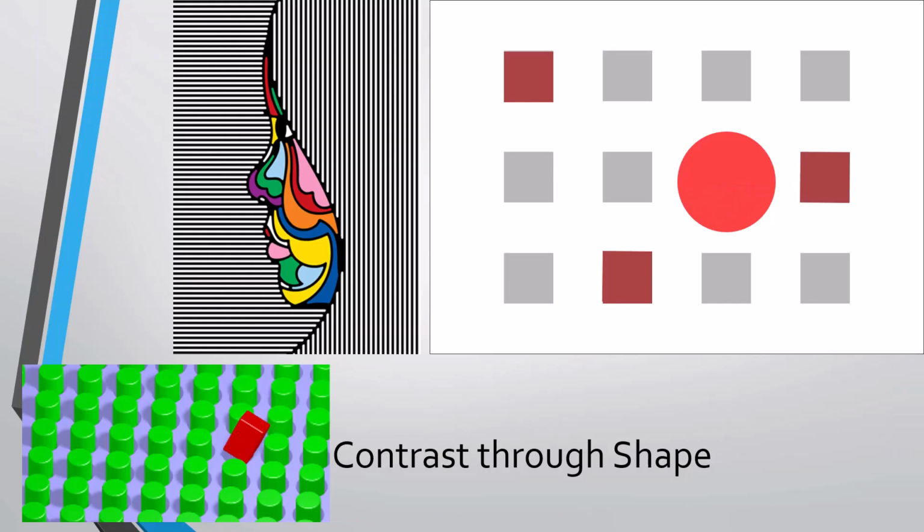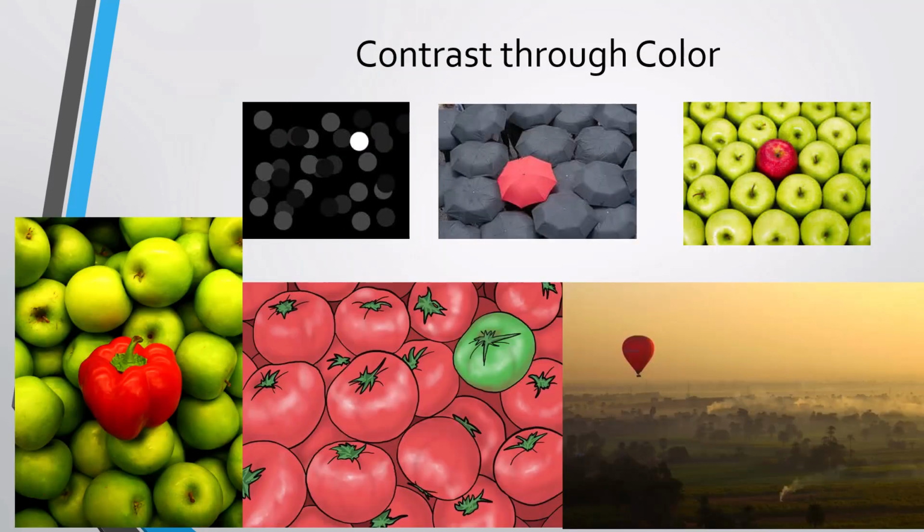You can use contrast through shape. If everything is square, make it round. If everything's round, make it square. If you have straight lines, how about putting in curved lines? We're conditioned to look at something that's different. We will turn our attention to the one thing that does not match everything else.